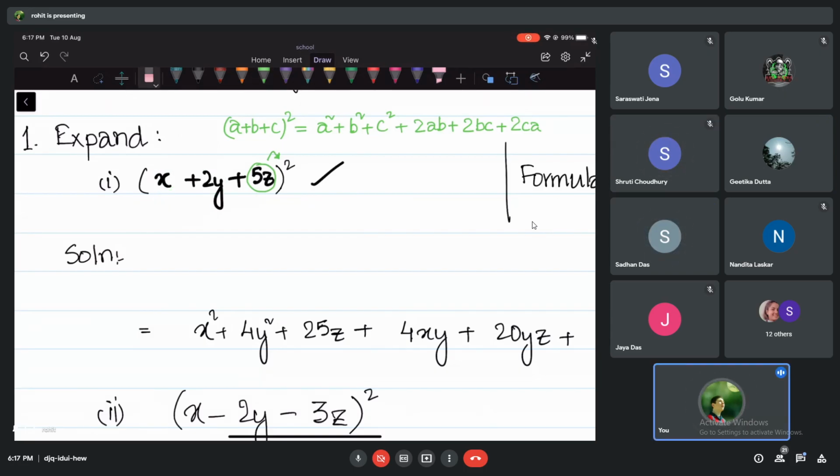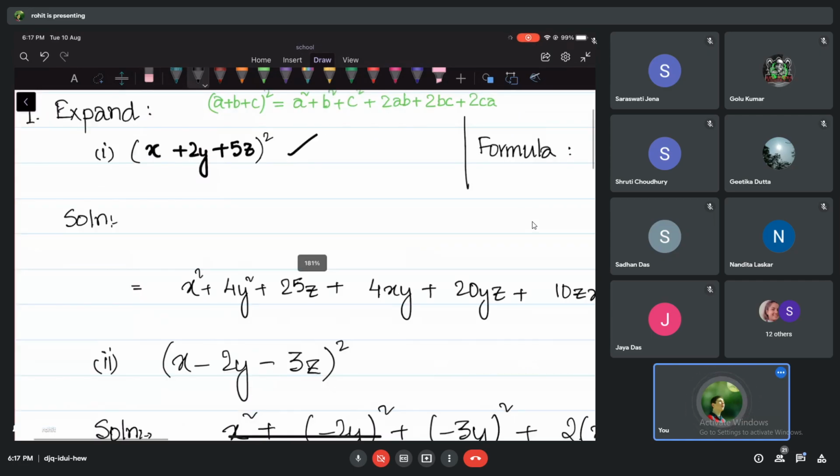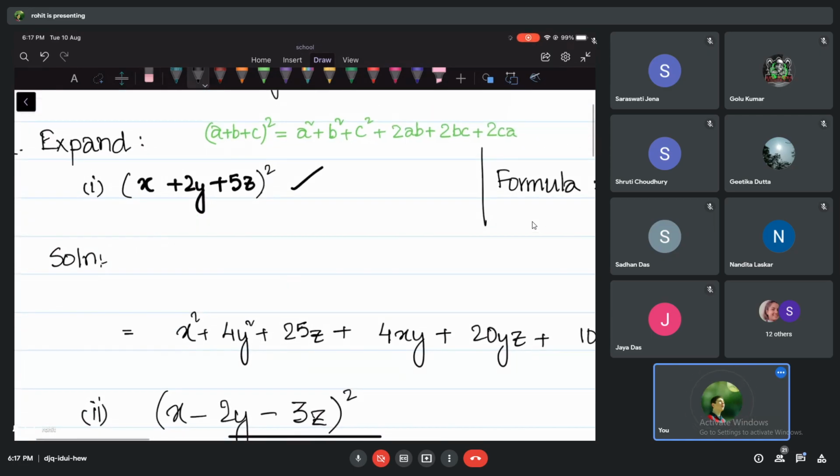Okay, now we are really going to apply it. Guys, please check. This looks like this, so we are going to apply this now. So tell me, what is a in our question? x. What is b? 2y. What is c? 5z. Okay, so apply the formula.